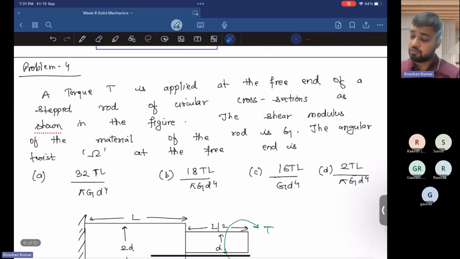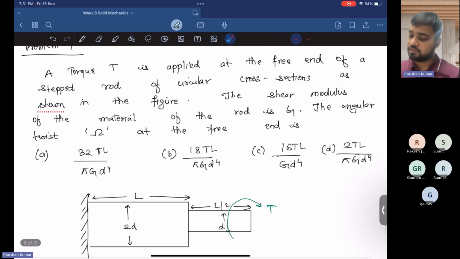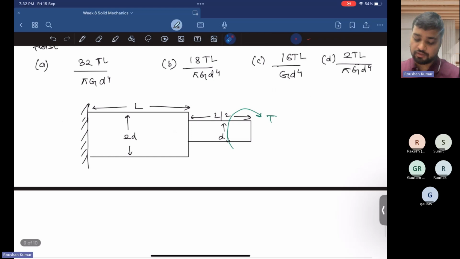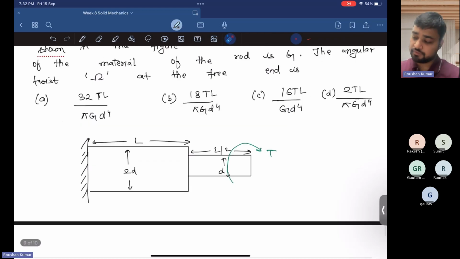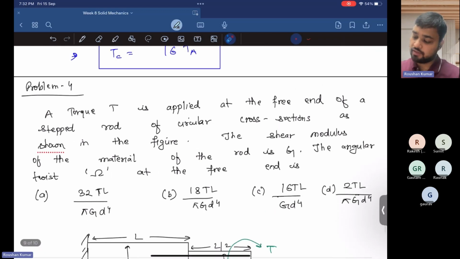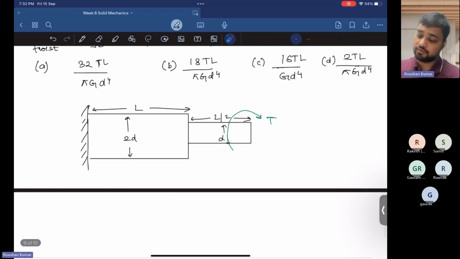And the question says torque T is applied at the free end of the stepped rod. The shear modulus of the material of the rod is G. Both rods have the same material, that is, shear modulus G. So we have to find the angular twist omega at the free end.